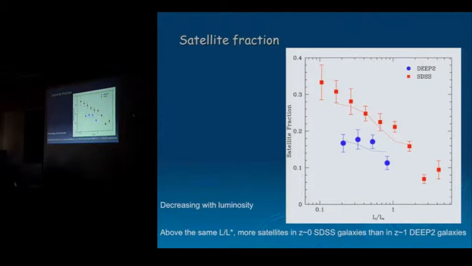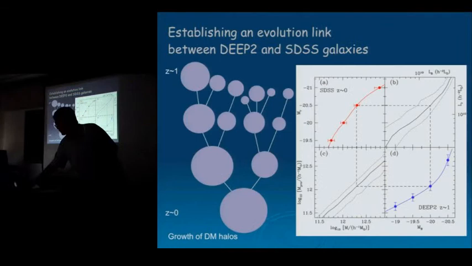So far, we get these results at two redshifts, right? So your comparison with this HOD is more like two snapshots, at redshift 1 and redshift 0. How can we establish an evolutionary link between these two galaxy populations? I think you said this before, but is Sloan selected by the same color cuts as the Deep2?